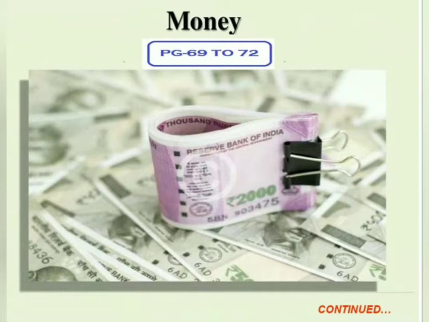This money is used to buy things, and it is also paid for the services which we take, like of a doctor, gardener, driver, maid, or any service we are taking. So based on these rupees and paise, we are going to do a few exercises today. So let's start.